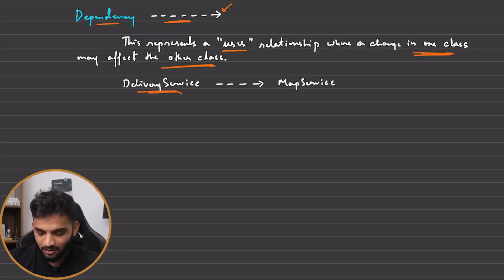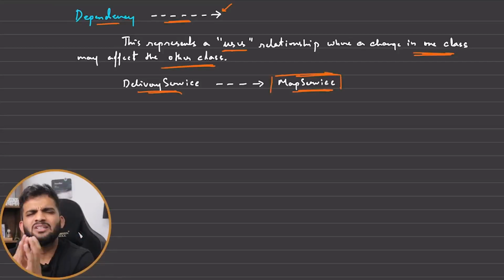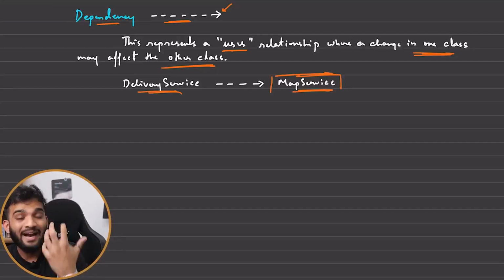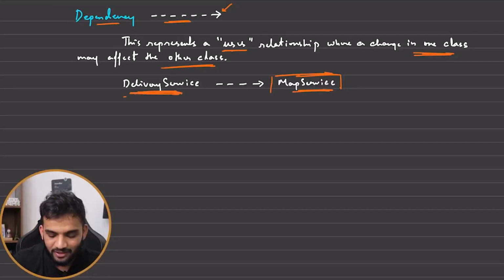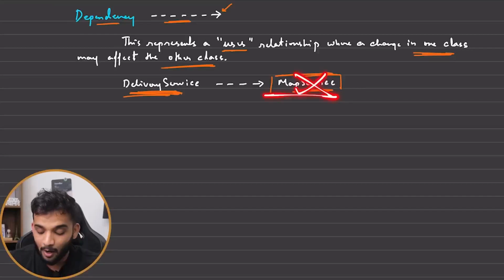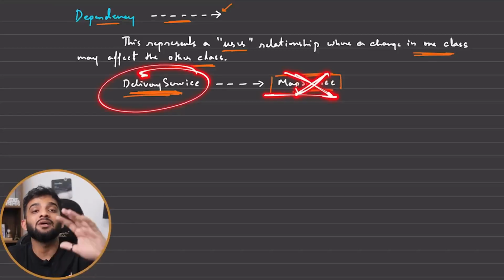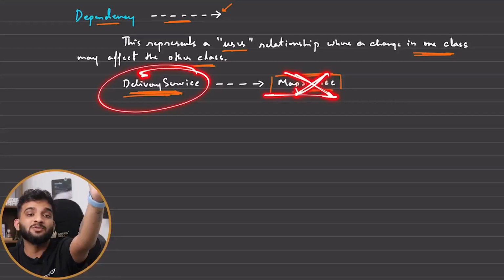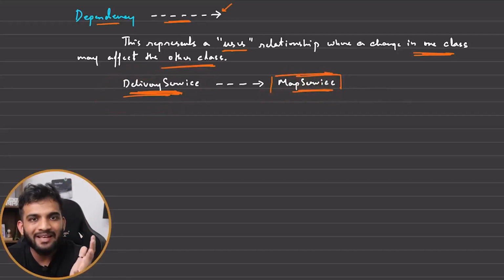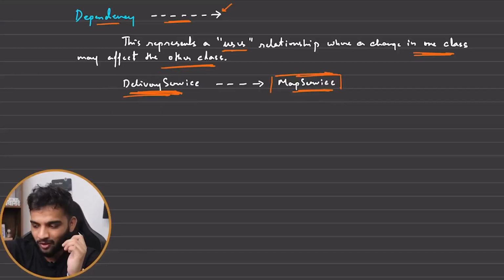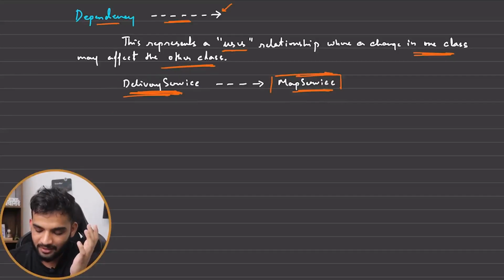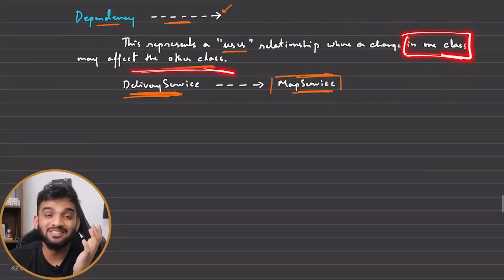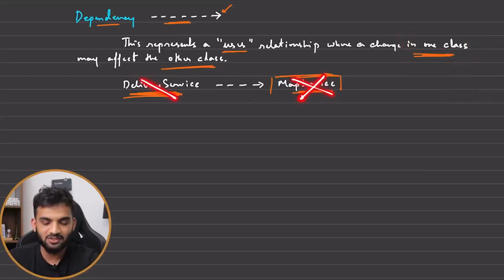Now imagine tomorrow there is a change in the map service that is going to impact the delivery service. If the map service is down, it's not working, the delivery service will be impacted because it cannot run without the map service. How would the delivery partner know where to deliver? What is the road? That's going to take a lot of time. So that is why, if there is a change in one class and that affects the other class, if this goes down, this goes down.